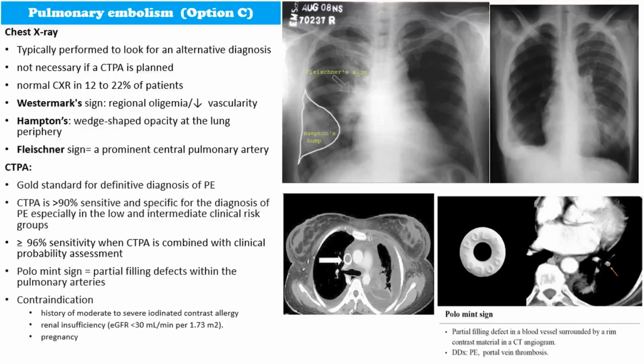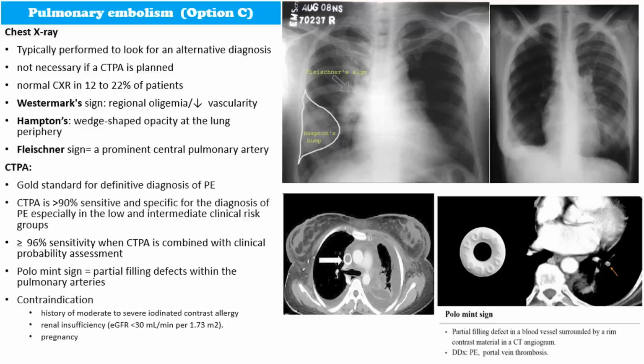Westermarck's sign indicates a regional oligemia or decreased blood flow demonstrated as a sharp cutoff of pulmonary vessels with distal hypoperfusion in a segmental distribution within the lung, while Hampton's hump is a shallow, wedge-shaped opacity at the lung periphery. Another finding could be a dilation of the pulmonary arteries. Despite these potential indicators, the absence of such signs on a chest X-ray does not exclude the diagnosis of pulmonary embolism. For a definitive diagnosis of pulmonary embolism, CT pulmonary angiography is considered the gold standard for diagnosis.